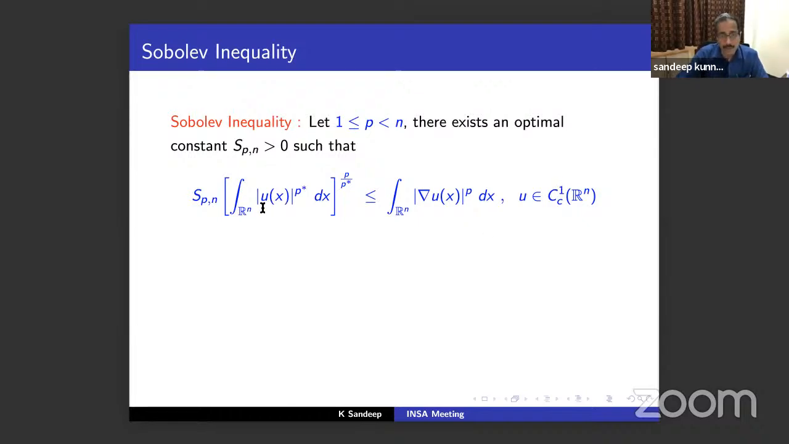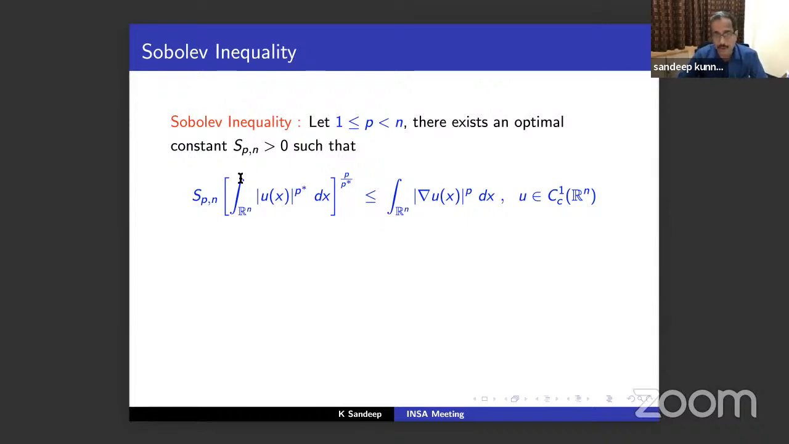This inequality was initially established by Sobolev for p strictly greater than 1 and less than n. Of course, later on it was extended to the case of p equal to 1 by Gagliardo and Nirenberg. Also the initial proof of Sobolev was using singular integrals, and the proof of Gagliardo and Nirenberg was much simpler, just using some clever integration by parts.